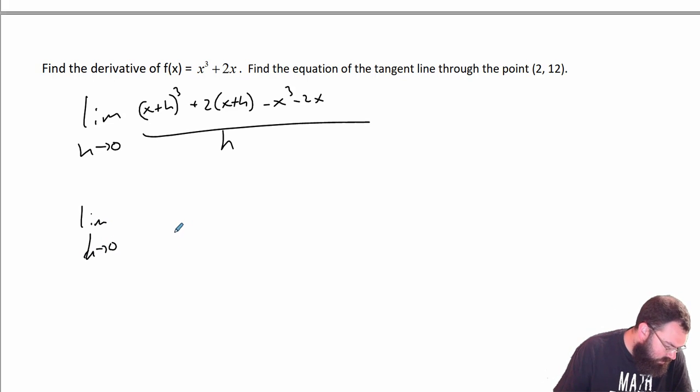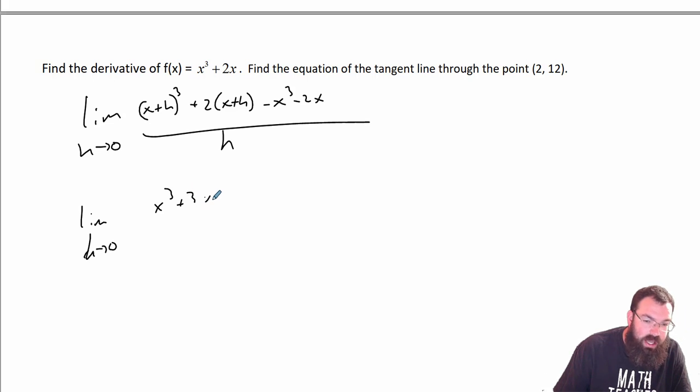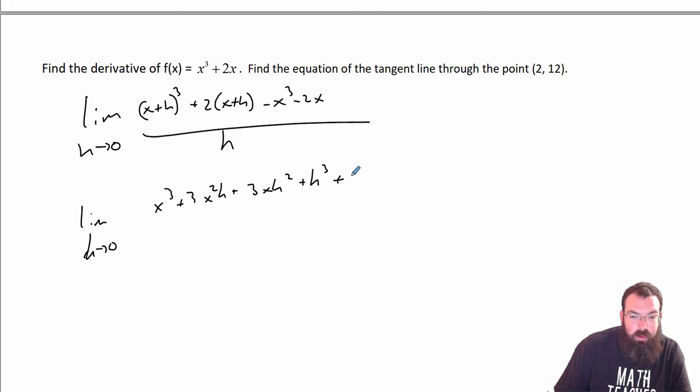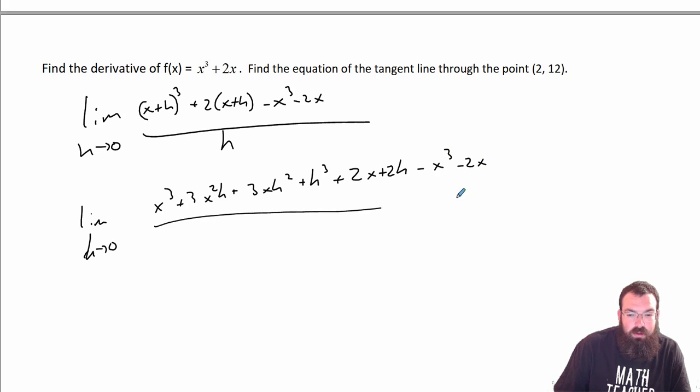When I do this to the third power, I get x to the third plus 3x squared h plus 3x h squared plus h to the third. That's Pascal's triangle if you remember: 1, 3, 3, 1. That's the fourth one down. Plus 2x plus 2h minus x to the third minus 2x. All of that's over h. Still got the limit as h is approaching 0.